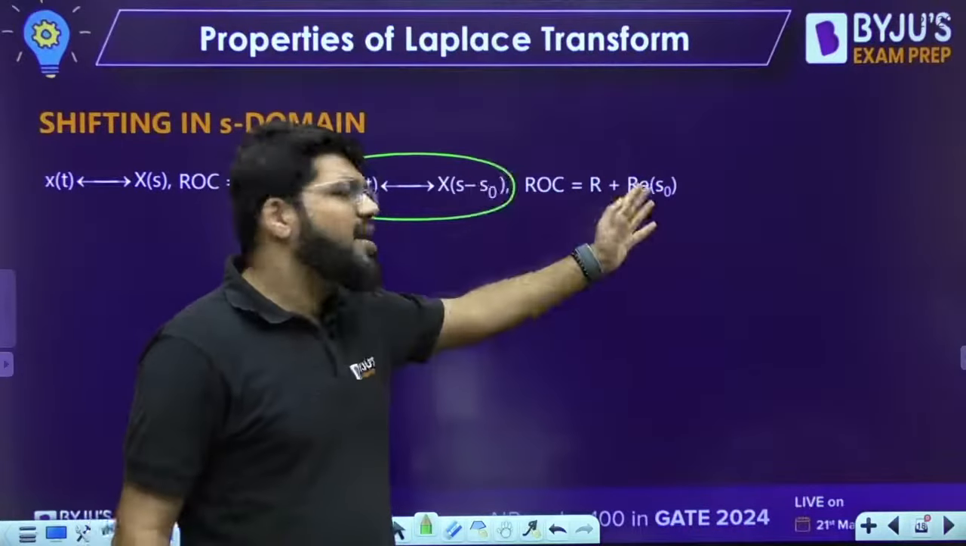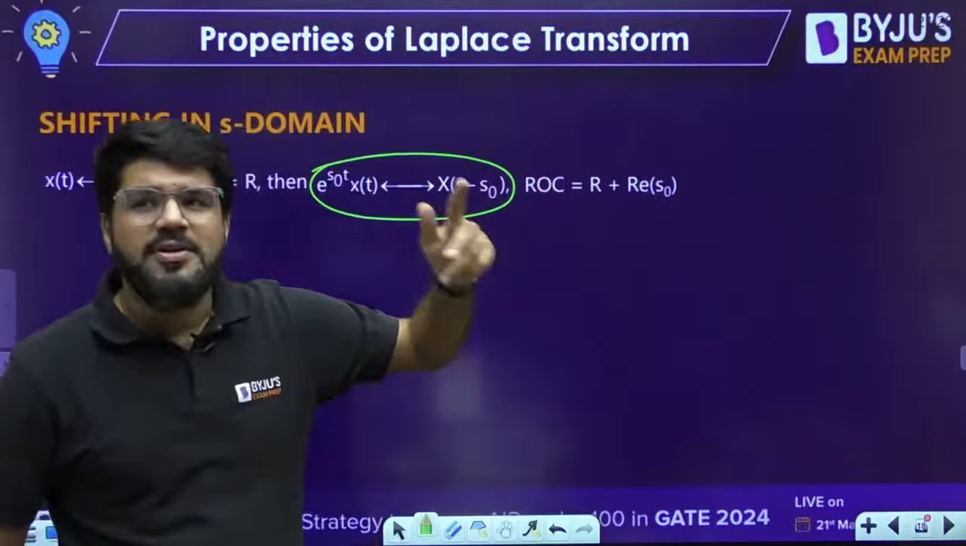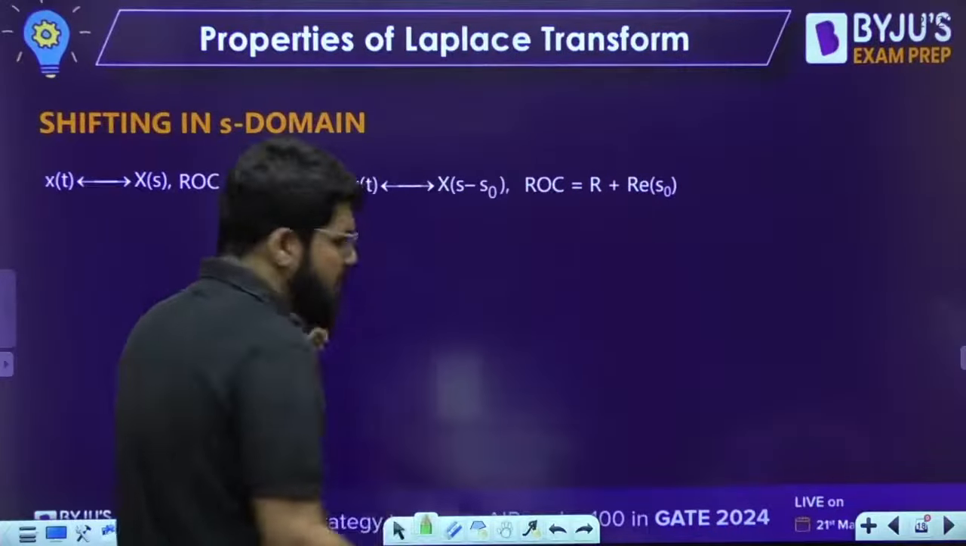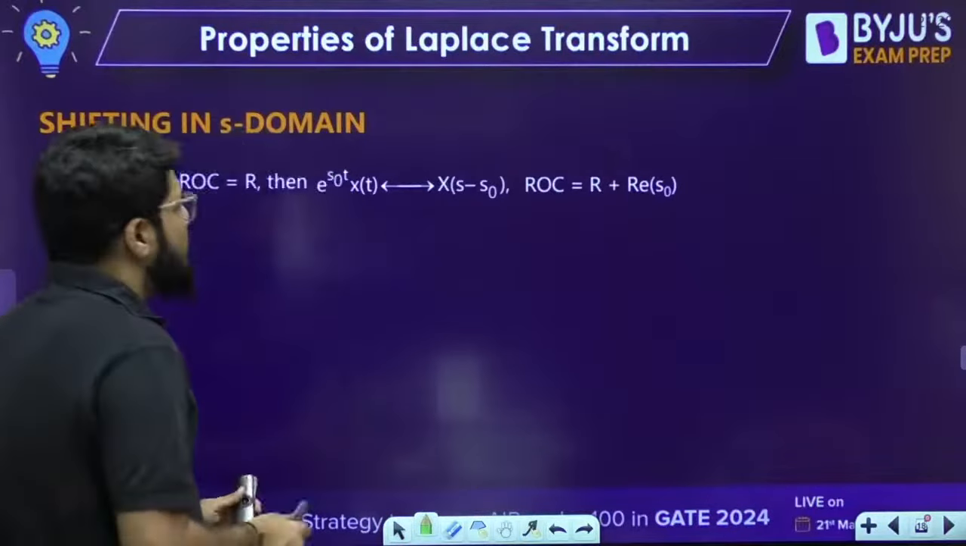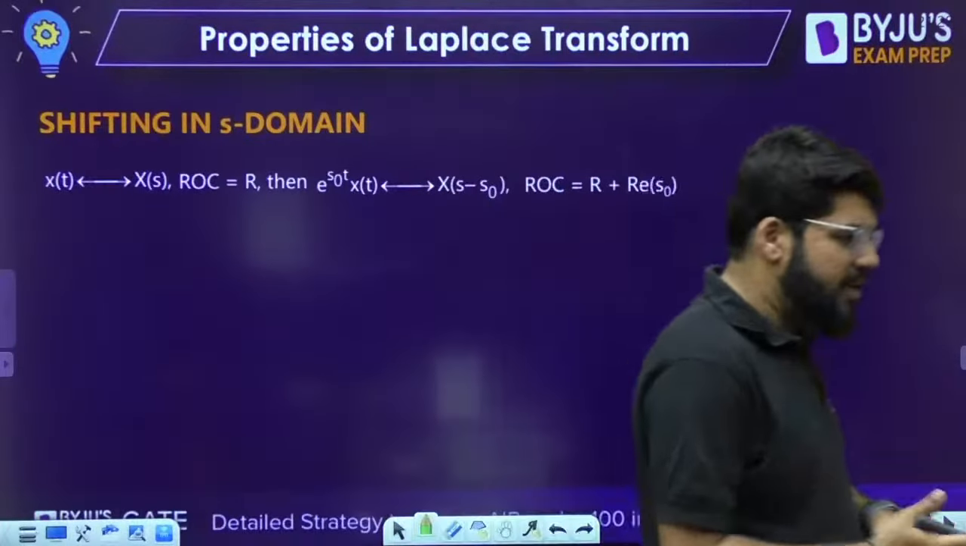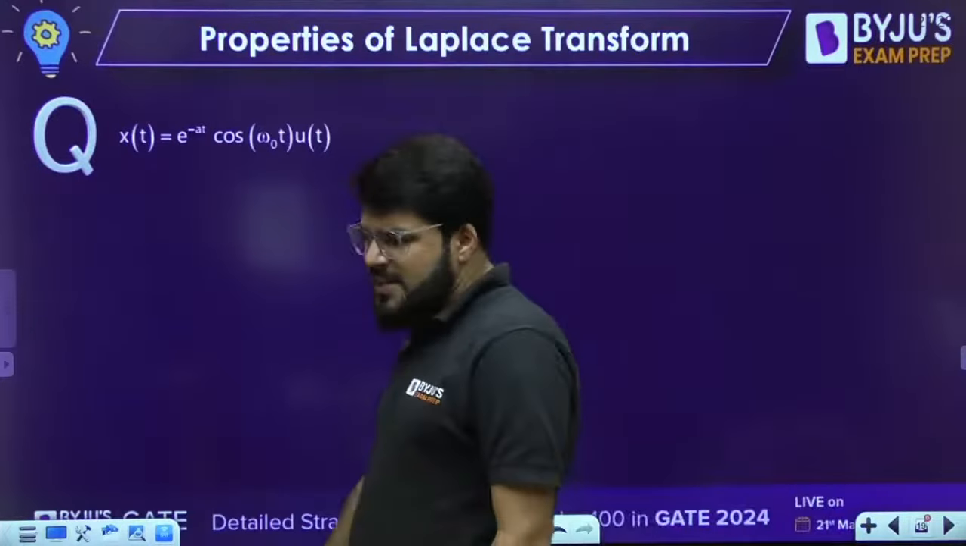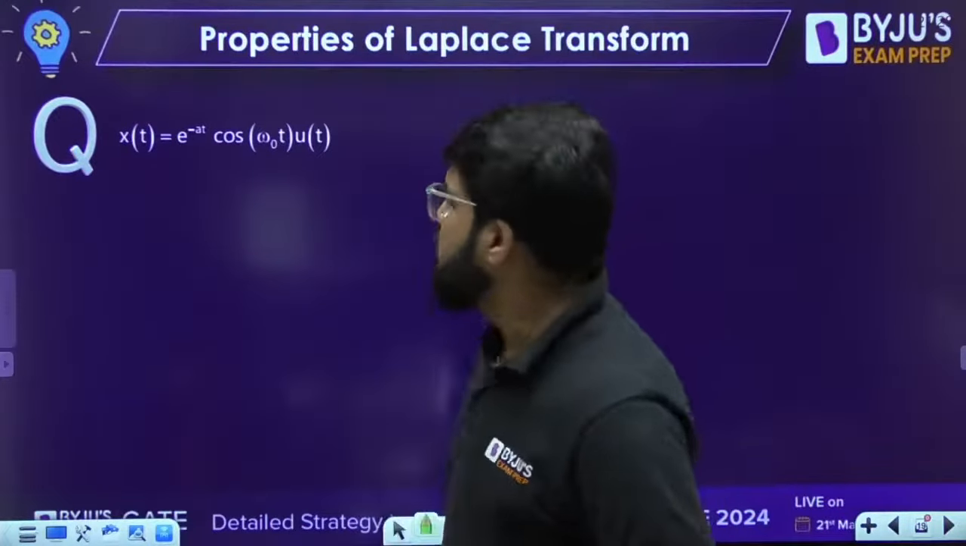If you want you can remember this, but I suggest not to, because the ROC will be solved by the logic again. To explain that logic, let me take up a particular question here. x(t) is e power minus at cos omega naught t u(t).